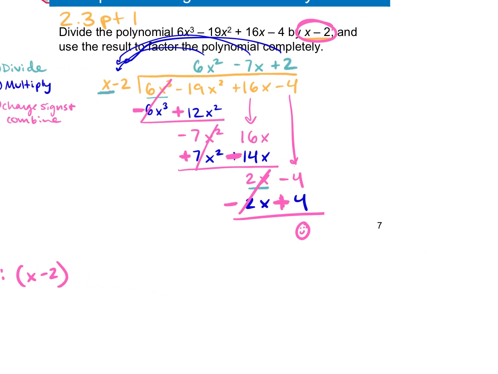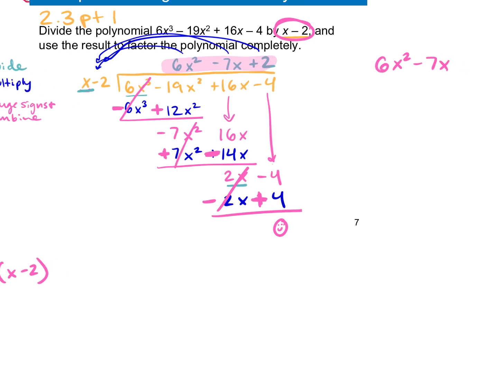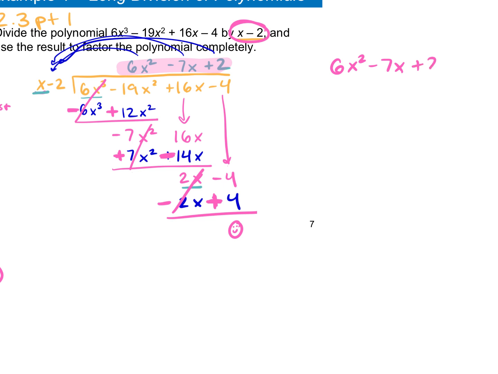Next, I'm going to take the answer that I just found, and I'm going to factor this. So I'm going to rewrite it here so we have a little bit more space. 6x squared minus 7x plus 2. And we're going to factor this to find our remaining factors.